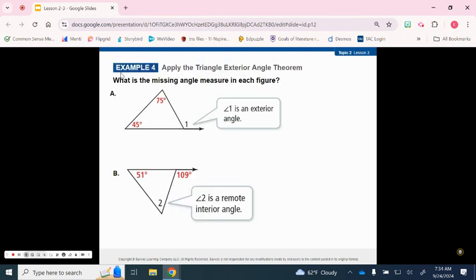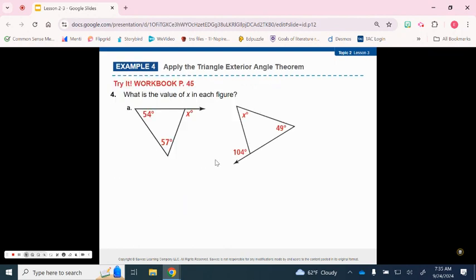All right. So example 4 says, what is the missing angle measure in each? We're going to take 45 and 75 and add them to get this. What do we get? 120. Very good. So this one's 120. Now this one, we have 51. We're trying to find the missing angle, and we have 109. So what are we going to do here? Yep, and what do we get? 58. Sounds good. Any questions on that? Try this next one on your own.